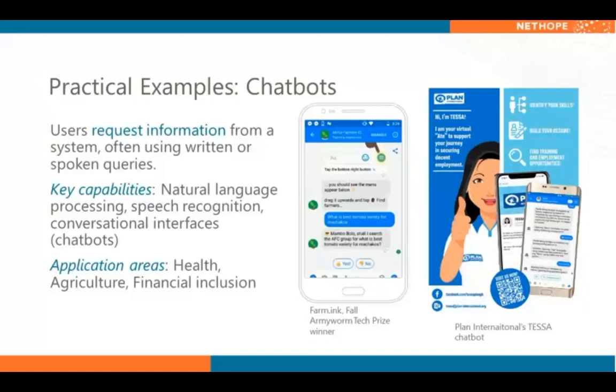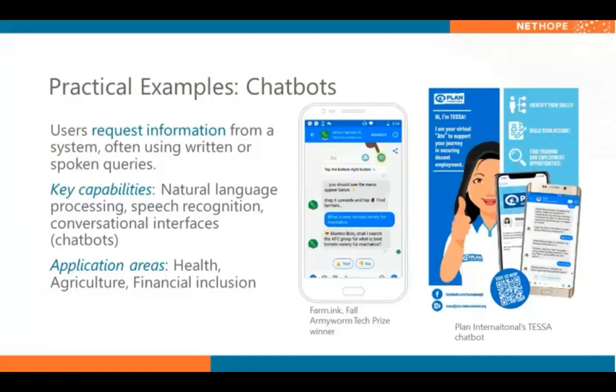And so here you're potentially using NLP or speech recognition, and you're also using content generation, right? So you're getting information on the far left. You've got an app from the USAID Fall Armyworm Tech Prize. This is a winner that was using a chatbot to send information to smallholder farmers and to identify if there are specific recommendations to make based off of information about the season or the crops that the farmer is sharing.